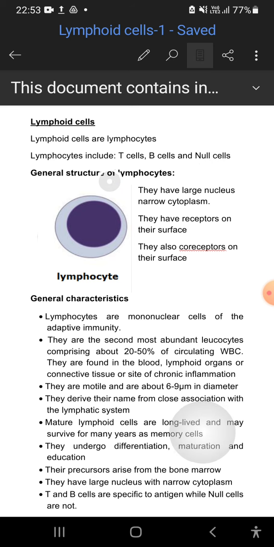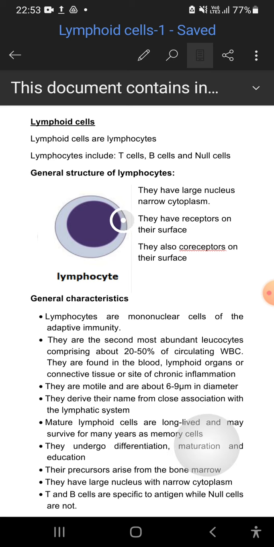The general structure, they look like this, we explained earlier. They are spherical or nearly spherical with a large nucleus and narrow cytoplasm. They also lack visible granules under light microscope, except the null cells, which have granules. So general structure, I have said they have large nucleus, narrow cytoplasm.